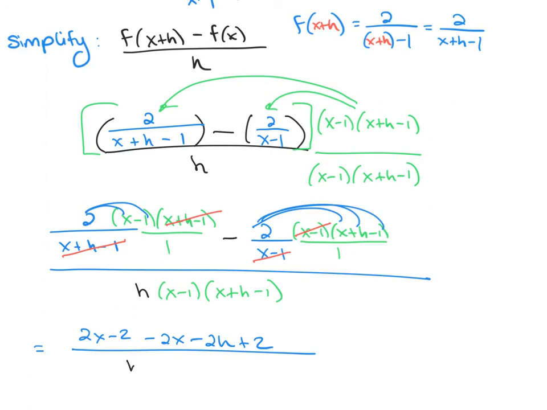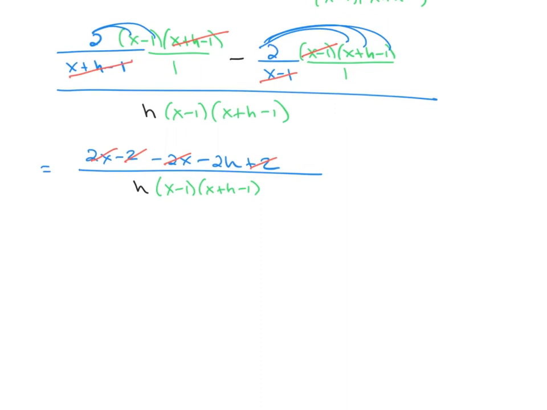And nothing is going to simplify in the denominator just yet. So h is still multiplied by x minus 1 times x plus h minus 1. But a ton is going to cancel on the top. 2x minus 2x is 0, and 2 plus negative 2 plus 2 is 0. So it looks like, again, giving us some more room here, the numerator simplifies to just negative 2h, and the denominator stays the h that we had originally times the LCD, x minus 1, x plus h minus 1.